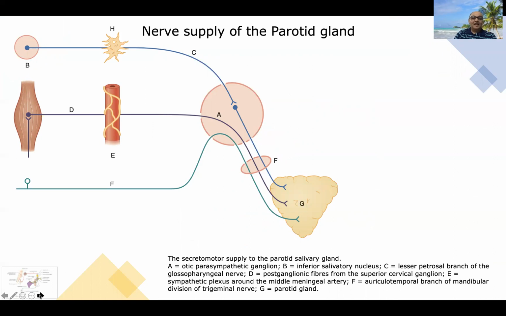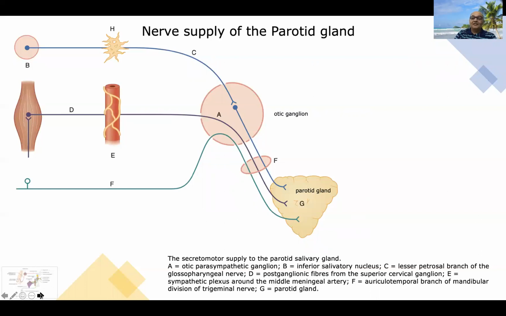we should understand it's a gland. So it should have a parasympathetic and a sympathetic and sensory innervation. So first of all, you're looking at my parotid gland. Now, how is this parotid gland getting its supply? So let's look at it.